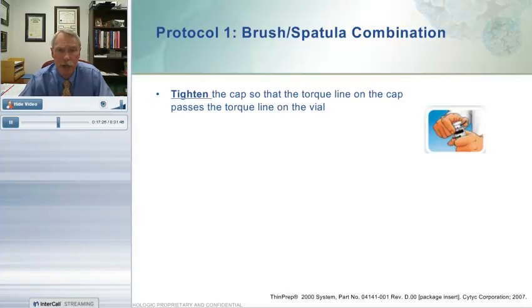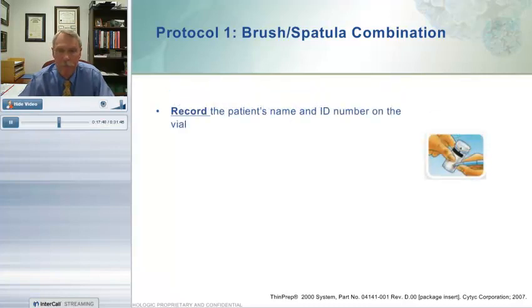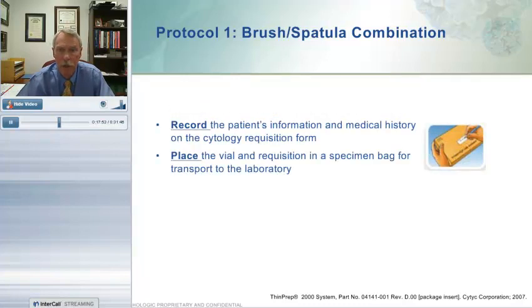After the specimen has been collected in the vial, be sure that you tighten the vial with the black mark on the lid going past the black mark on the vial. In this manner, you can be sure that the vial is closed tightly enough to transport the material without leakage. Then record the patient's name and identification number on the vial, and record the patient's name and identification number on the cytology request form, package it appropriately for transportation, and the pap smear specimen is on its way.